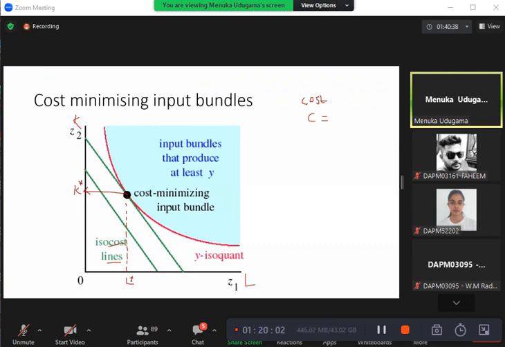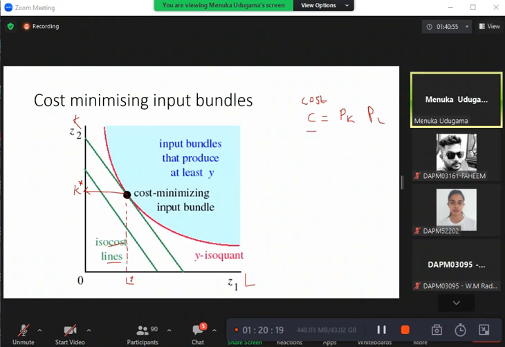Now, what else would happen? So cost depends on the price of K and the price of L. Optimum points would depend on the market prices. This changes depending on the price of a unit of capital and the price of a unit of labor. And we also have the cost now.